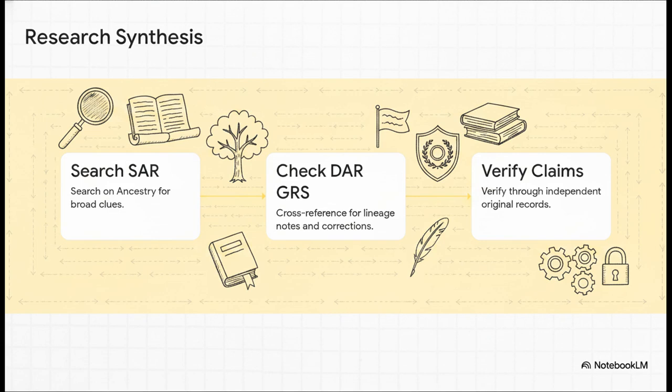Step 1. Search SAR applications on Ancestry first. It's super fast, you can browse images right away, and it gives you really broad clues and collateral relatives. Step 2. Cross-reference that patriot in the DAR GRS database. Check for any lineage notes, flags, or historical corrections that DAR genealogists have added over decades of that centralized review we talked about. And finally, Step 3. Take all those amazing clues and verify the claims through independent, original records whenever you possibly can.